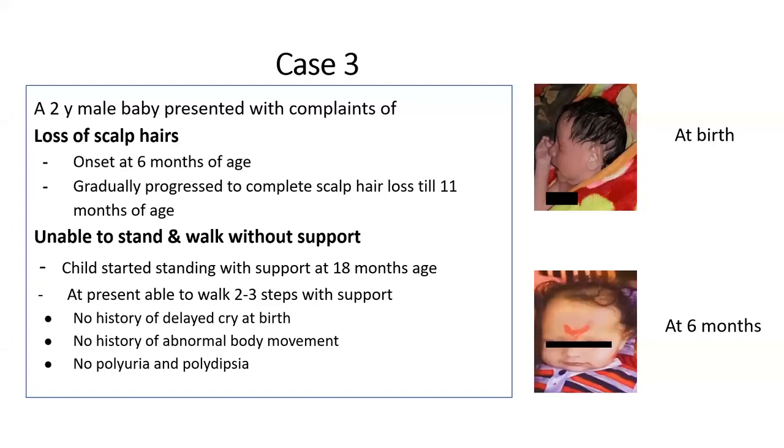Now moving to case 3, a 2-year-old male boy presented with complaint of loss of scalp hair. It started at 6 months of age and gradually progressed to complete hair loss by 11 months of age. He is unable to stand or walk without support. He is only able to walk 2 to 3 steps, but there is no history of delayed cry at birth, no history of abnormal body movements, and no history of polyuria and polydipsia.